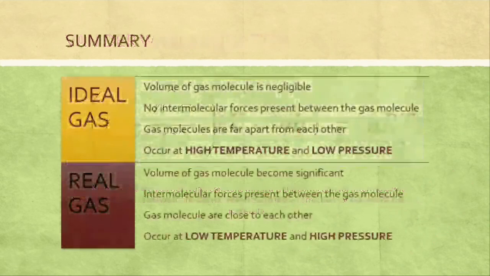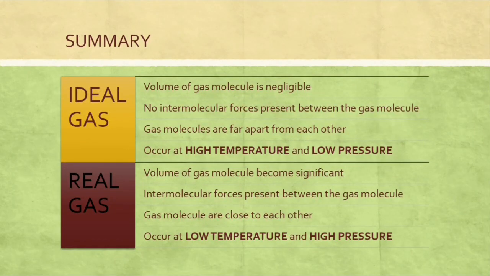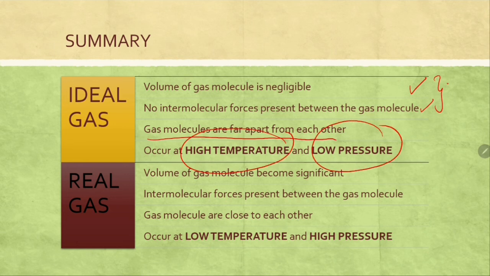Okay, so let's have a summary. For ideal gas, we made these assumptions. The first assumption, volume of gas molecule is negligible, and the second assumption, no intermolecular forces present between the gas molecules. In order for these two assumptions to be met, the gas molecules need to be far apart from each other, and that only can happen at high temperature and low pressure.